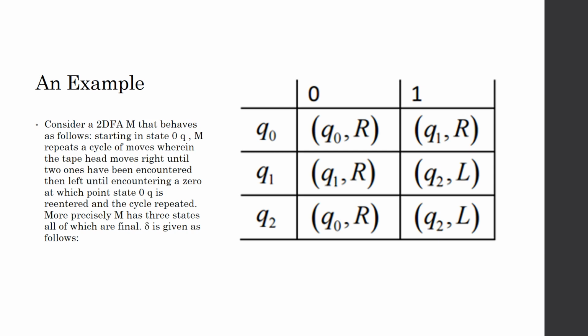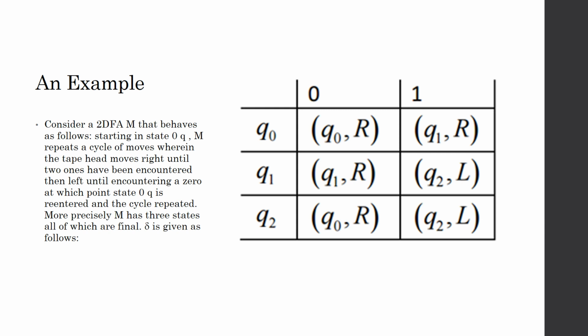So here is an example to show us something real. Consider a 2DFA machine that behaves as follows. We start in our state Q naught, and M, our machine, repeats a cycle of moves where the tape head moves right until two ones have been encountered, then left until encountering a 0, at which point state Q naught is re-entered and the cycle is repeated. More precisely, M has 3 states, all of which could be final. Theta is given as follows.